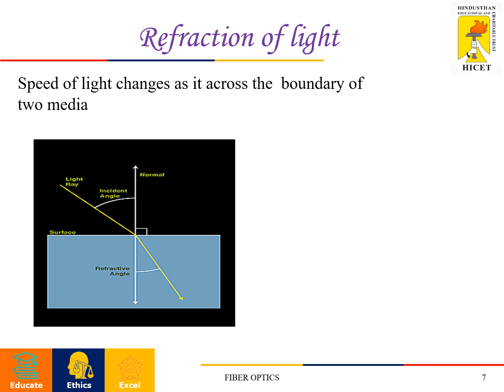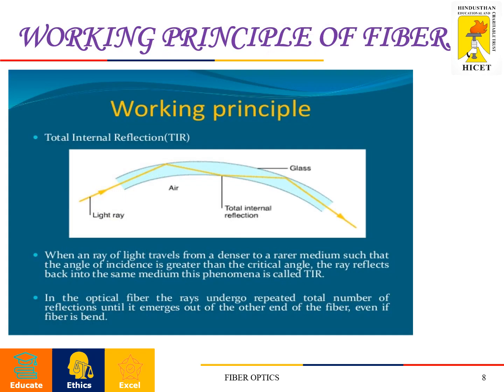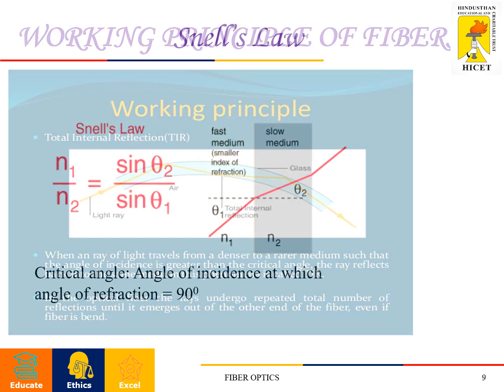Refraction of light. The speed of light changes as it crosses the boundary of two media. And the working principle of the optical fiber: the working principle is total internal reflection, TIR. When a ray of light travels from a denser to a rarer medium such that the angle of incidence is greater than the critical angle, the ray reflects back into the same medium, and this phenomenon is called total internal reflection. In the optical fiber, the rays undergo repeated total internal reflections until they emerge out of the other end of the fiber, even if the fiber is bent.